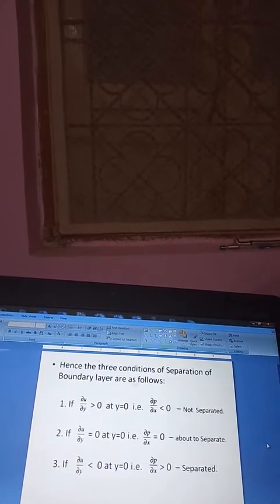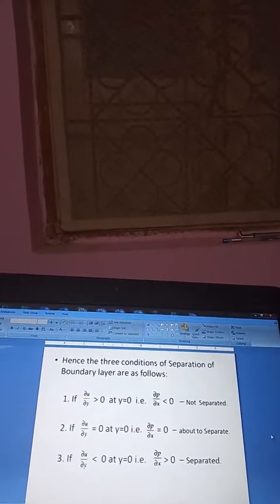What is the condition? If at that point ∂u/∂y comes out greater than 0, then the boundary layer is not separating. If ∂u/∂y is equal to 0 at y equal to 0, or ∂p/∂x is equal to 0, then the boundary layer is about to separate. It is at the point S, after which it is going to detach. And if ∂u/∂y for the given velocity profile is less than 0 at y equal to 0, or ∂p/∂x is greater than 0, then the boundary layer gets separated, which is not a favorable condition.